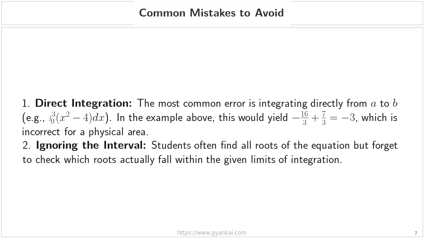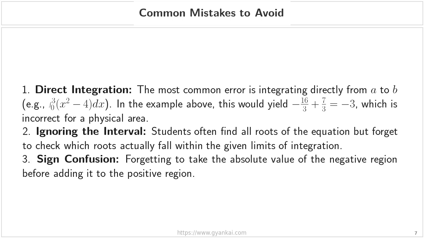Second, be careful not to ignore the interval. When you solve the equation to find the roots, you might find multiple values for x. However, you must only use the roots that actually fall within your given boundaries. In our previous example, we found x equals 2 and x equals negative 2, but since our interval only went from 0 to 3, the negative 2 was irrelevant. Always check your limits.